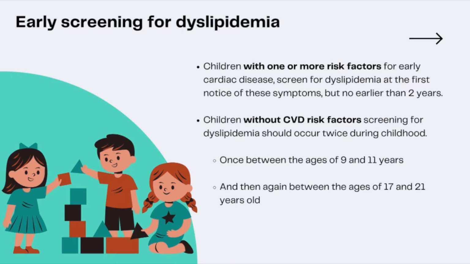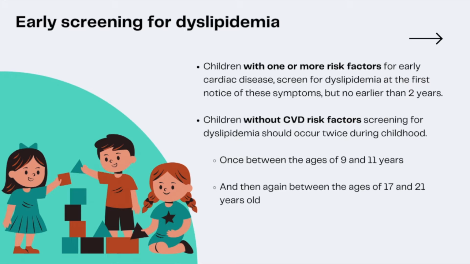So for children that have one or more risk factors for early cardiac disease, they recommend screening for dyslipidemia at the first notice of these symptoms, but no earlier than 2 years. And so it's good to know what risk factors would be for early cardiac disease, examples of those, aside from obviously dyslipidemia.